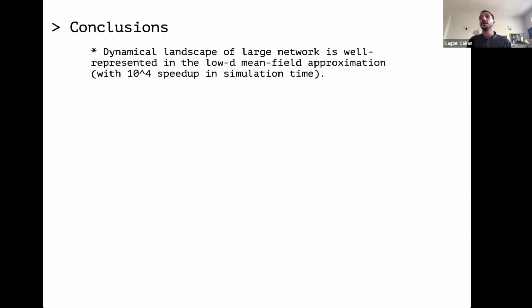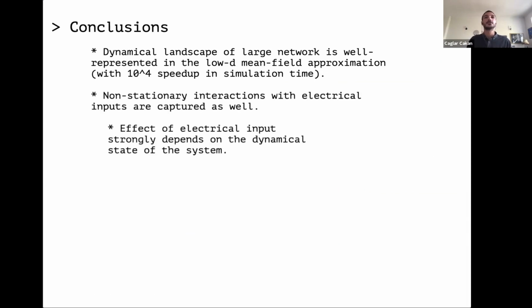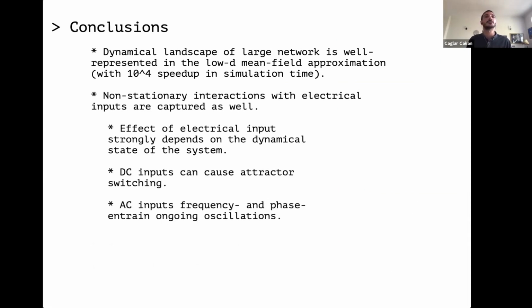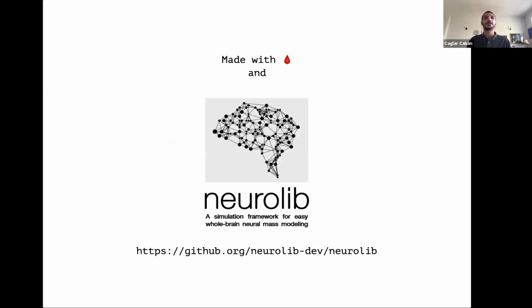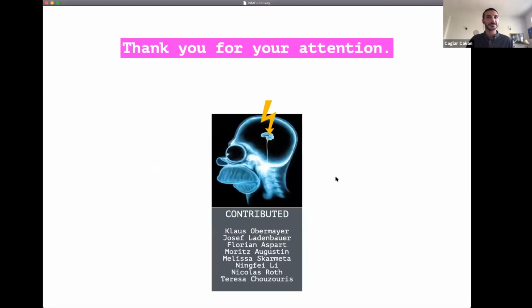amplitudes. So my conclusion very quick is mean field approximations work very well if you want to speed up your simulation time. Also, non-stationary interactions are well captured. DC input can, for example, cause attractor switching. AC can frequency and phase entrain. And most importantly, the field strengths that people use in experiments really seem to have an effect on the population activity. So this was my talk. You can simulate everything also using our framework here, NeuroLib, and thank you for the attention.